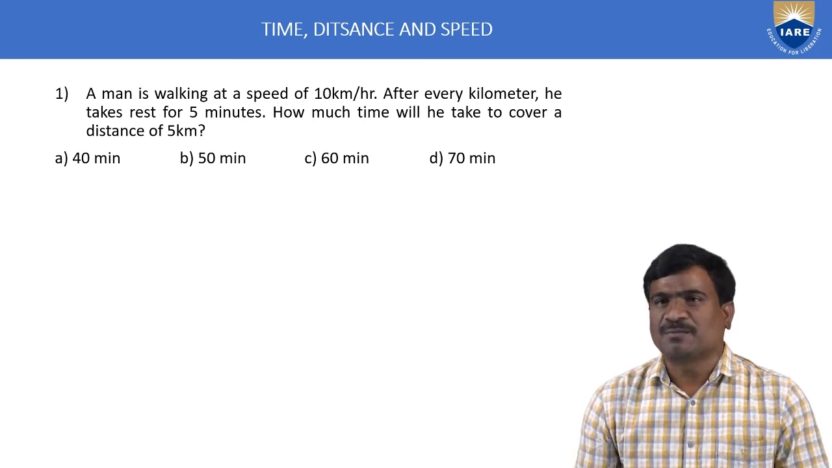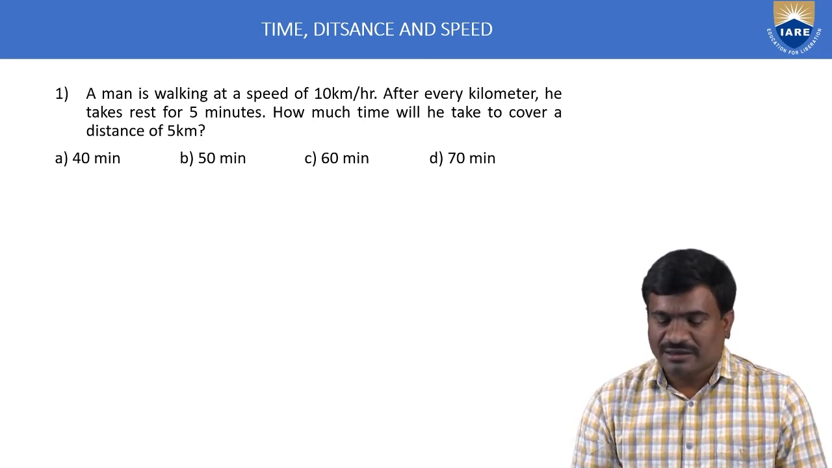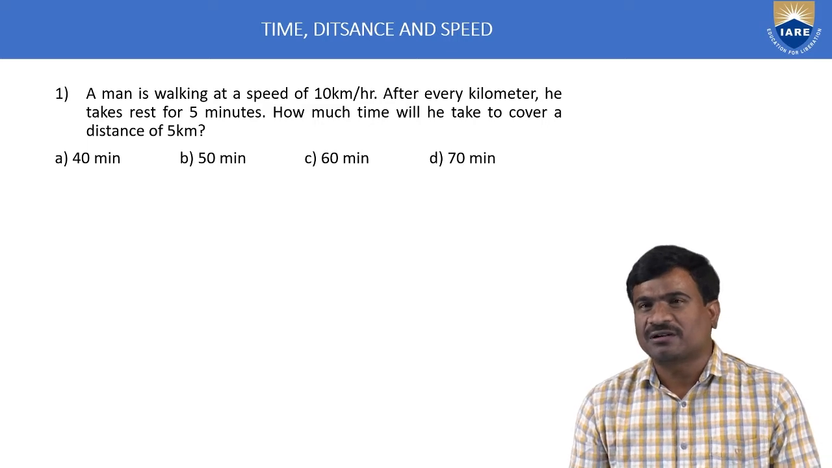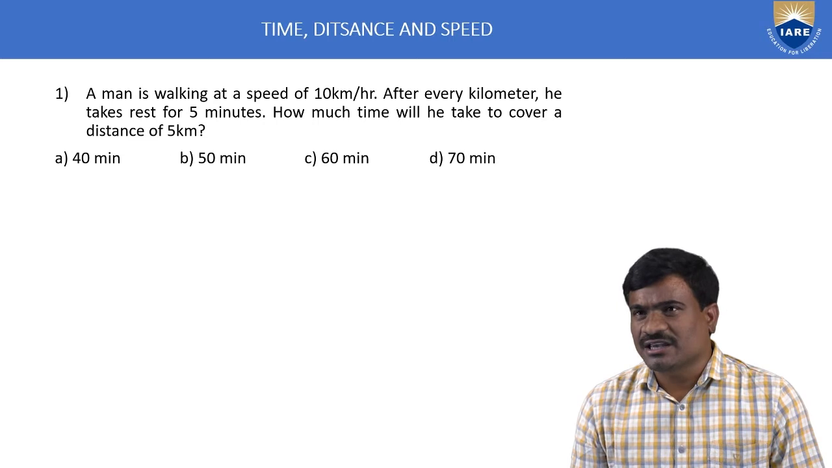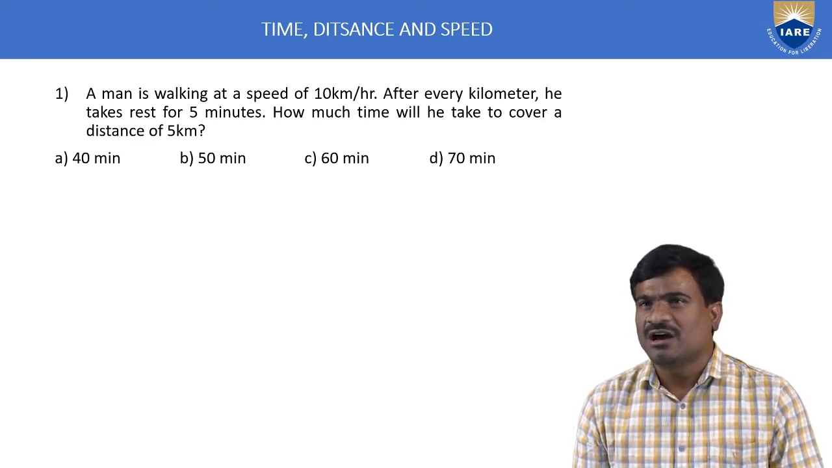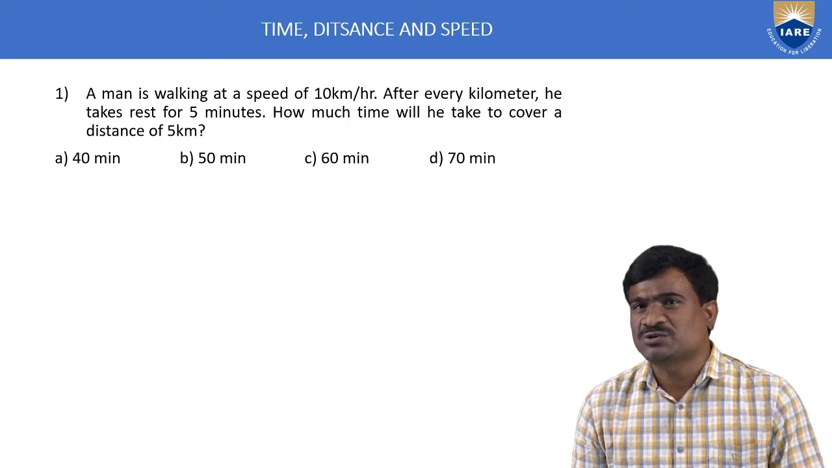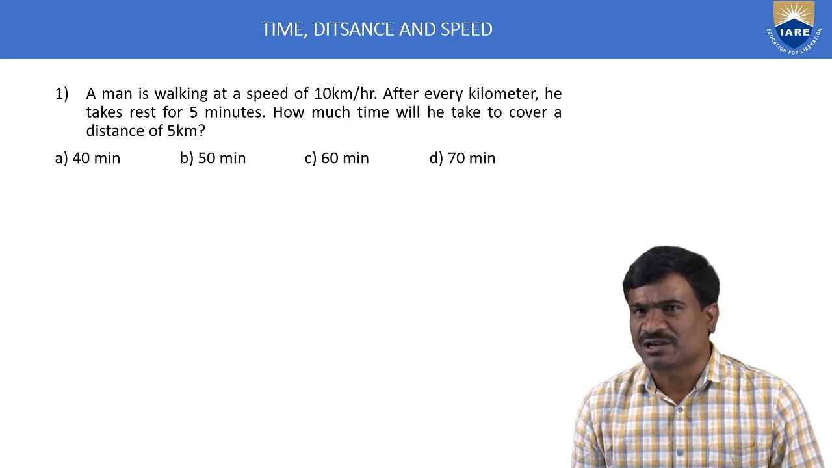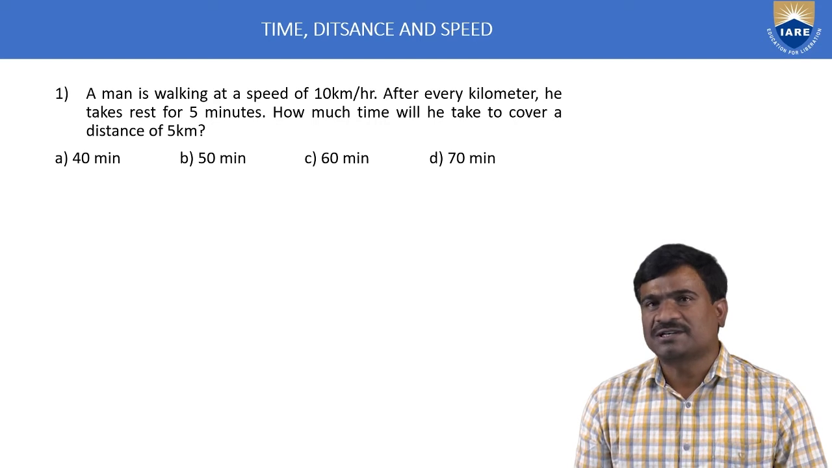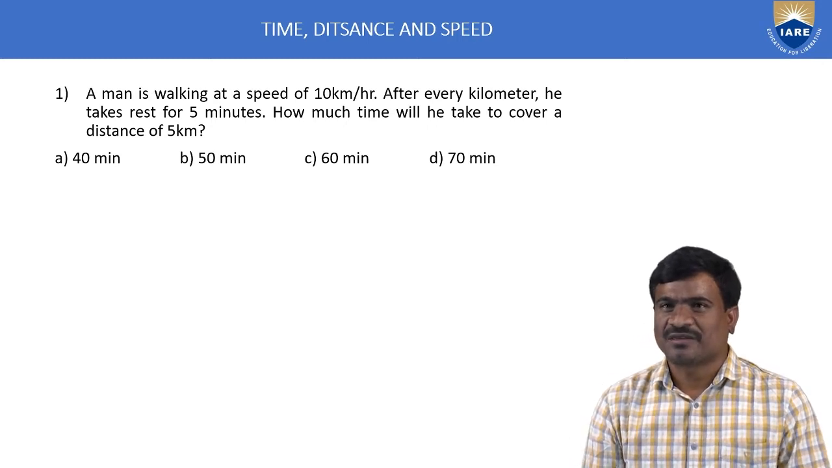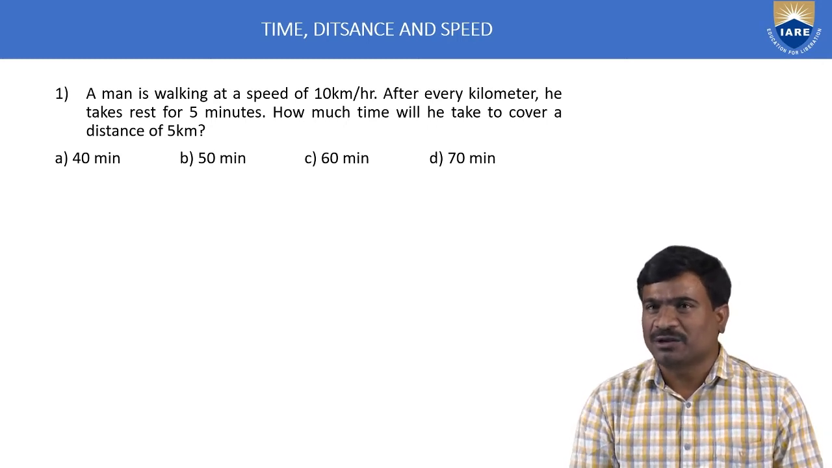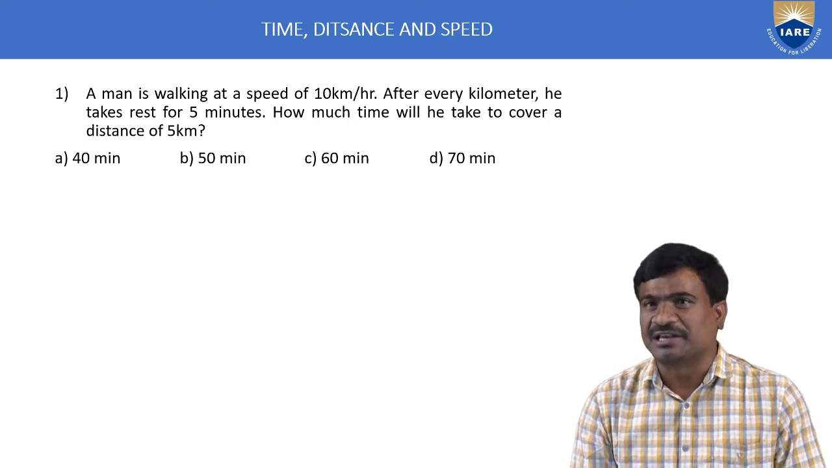Here is the first example. A man is walking at a speed of 10 km per hour. After every kilometer, he takes rest for 5 minutes. How much time will be taken to cover a distance of 5 kilometers? Option A, 40 minutes. B, 50 minutes. C, 60 minutes. D, 70 minutes. A logical problem, but using time, distance and speed applications.